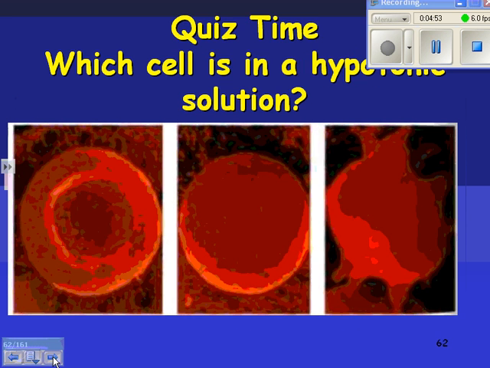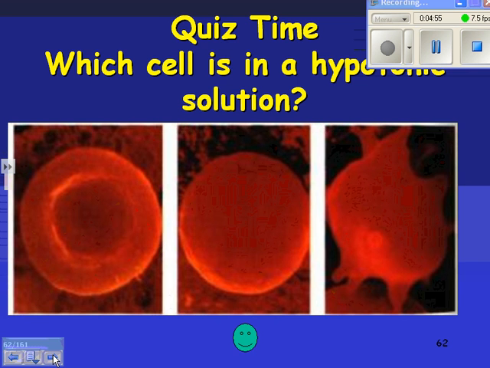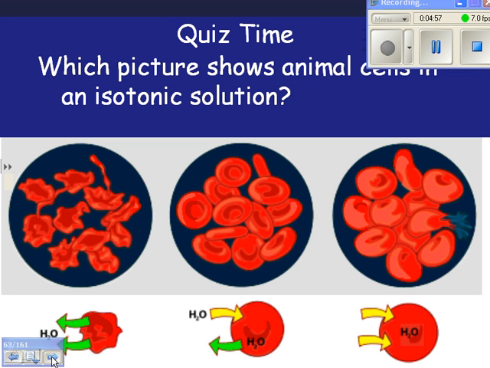So which one is an isotonic solution? That's the middle one, which shows animal cells in an isotonic solution. You can just look at the arrows going in and out. So isotonic would be this one, equal numbers going in and out.